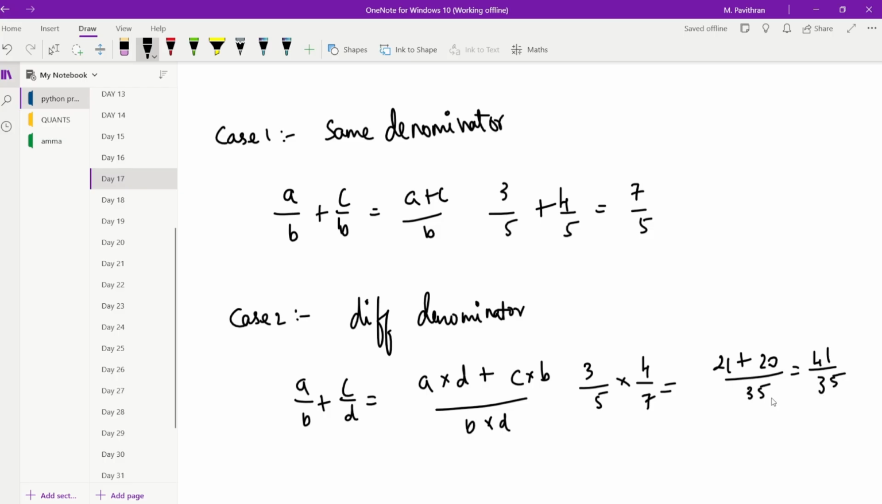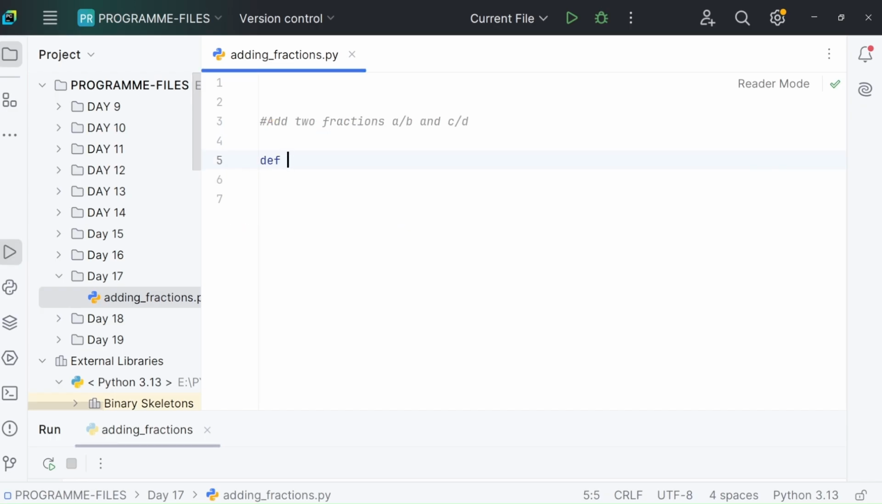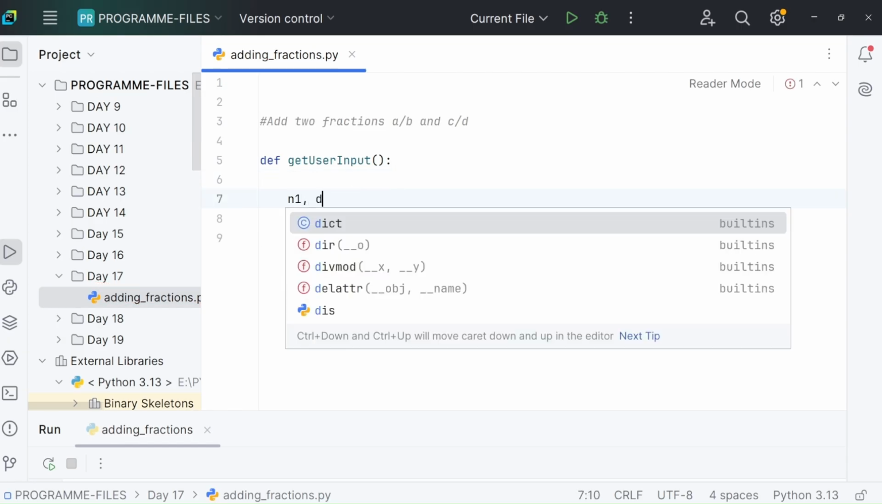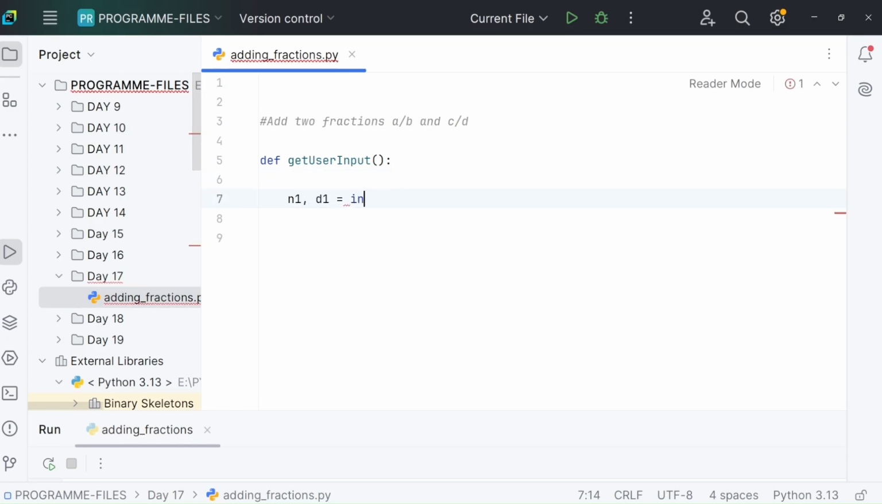Now that we have understood the addition process among the fractions, let's start coding. Let's start the program by defining a function to get the user's input. I name the function getUserInput. We shall now get the numerator and denominator of the first fraction using the input method. We ask the user to enter the fraction in the format a by b.